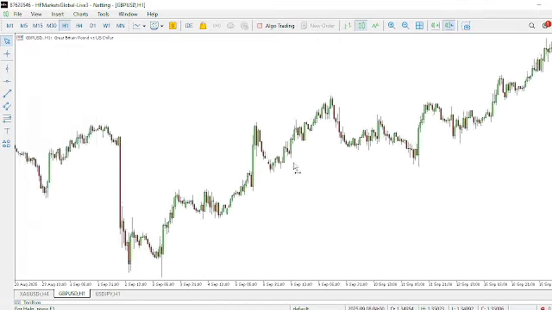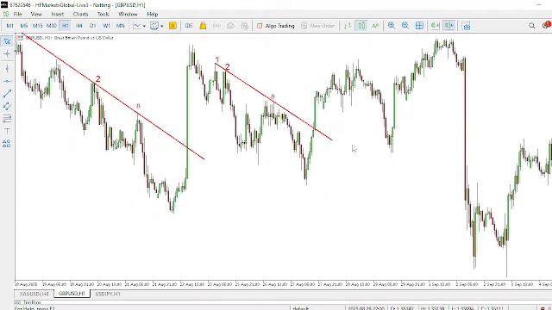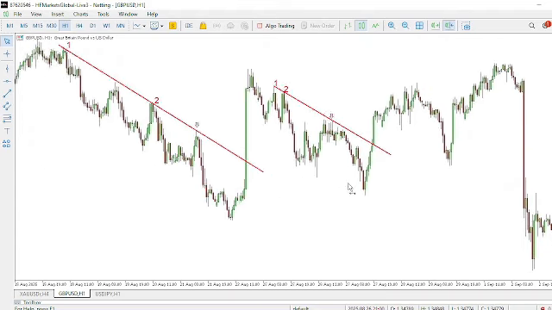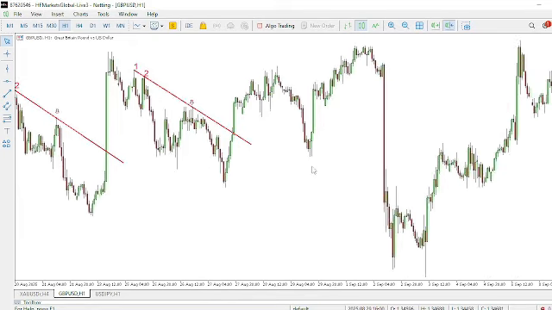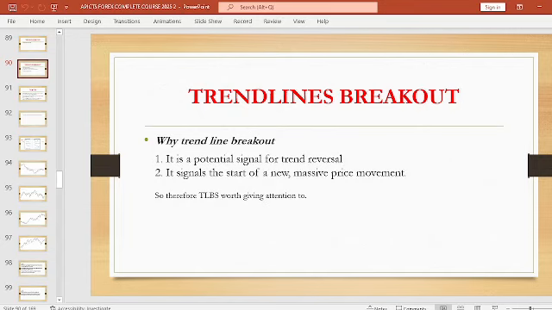All you need is two obvious peaks or troughs. Obvious troughs for upward movement, obvious peaks for downward movement, and then you draw your line and wait to see if price is going to obey it in the future. If price obeys it, you cash out. If it doesn't obey it, then you watch for another opportunity. But the next thing I'm going to be talking about is when the price does not obey your trend line.